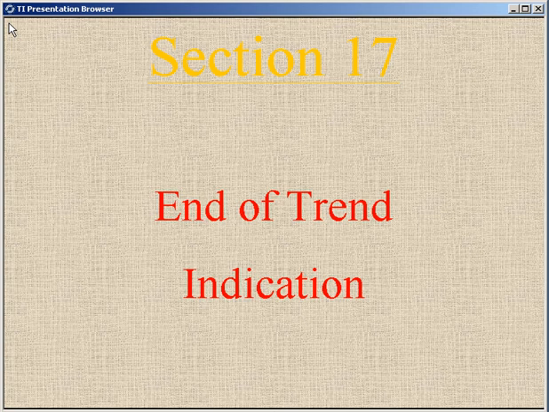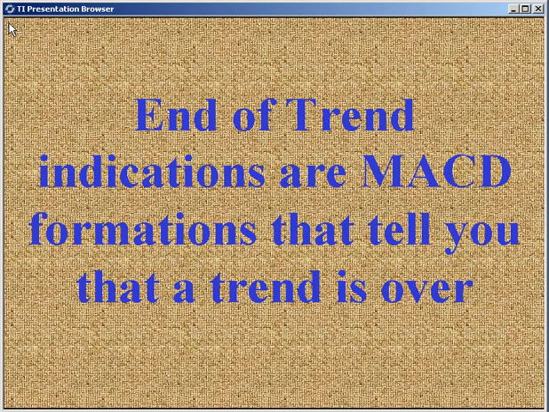Welcome to section 17 of the training. In this section, we'll discuss how to tell when a trend is likely to be over by recognizing the end of the trend indication. End of the trend indications are formations of the MACD, and they let you know when a trend is over and that it is okay to take a first signal against a trend.